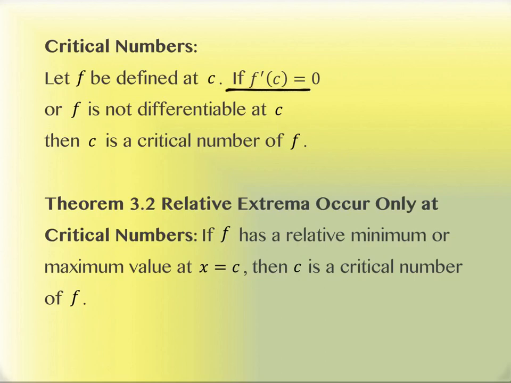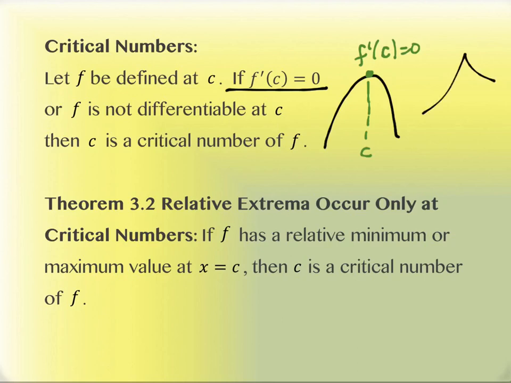So f prime of c equals 0 is what happens when I have a nice smooth curve with a peak or a valley. This would be an example of where f prime of c is 0, at the x value of c. Okay? Nice smooth peak or valley. But it doesn't have to be nice and smooth. It can be a sharp turn as well, and it can also be a critical value. So this would be an example where f prime of c does not exist. I still have this at c, but I've got the sharp turn. But it's still a peak or valley.